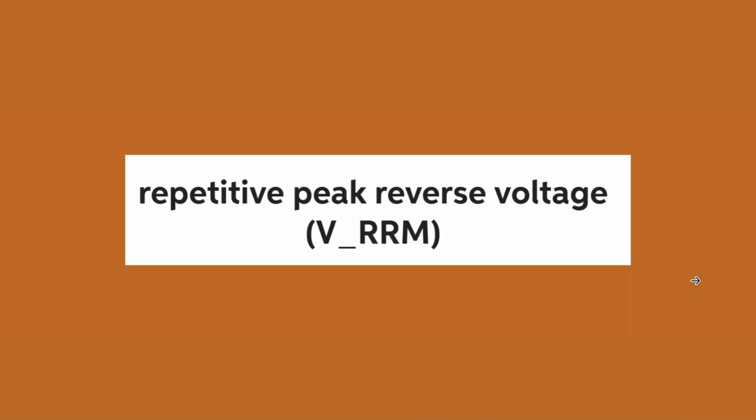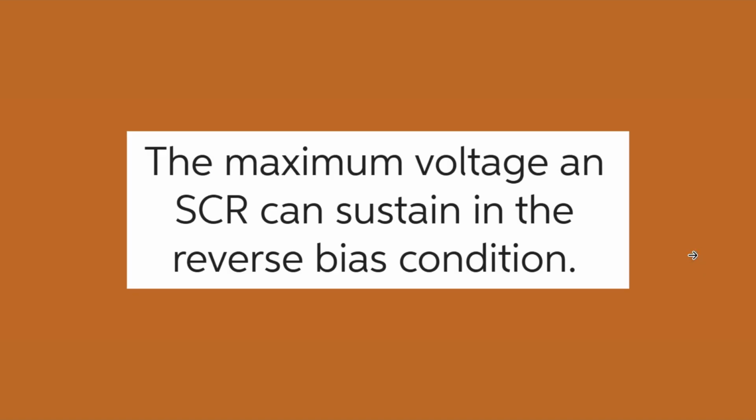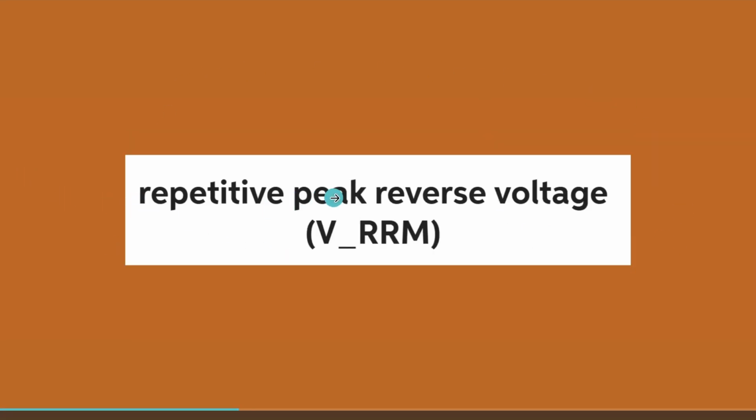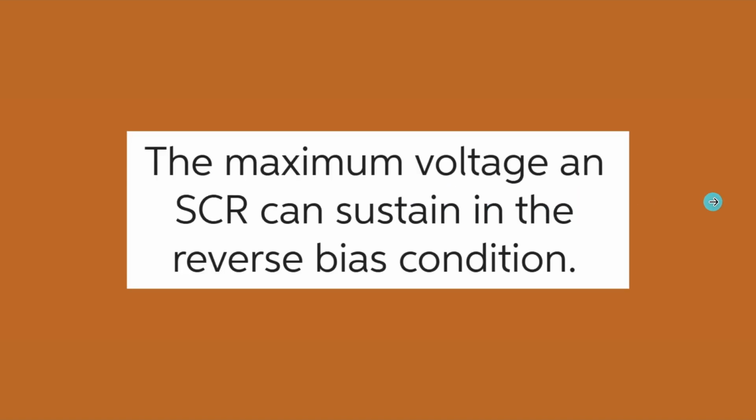Next, repetitive peak reverse voltage. The maximum voltage an SCR can sustain. You have to remember the maximum voltage which an SCR can sustain, and why we have to sustain it. We have to sustain it in the reverse bias condition. If all those conditions are met, then it is the repetitive peak reverse voltage.